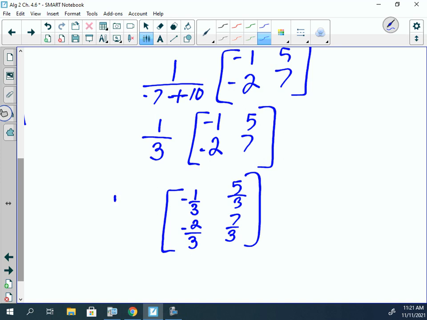Which makes this here, that's our letter P. This will be P inverse. And we put it to the negative 1 to denote that it is the inverse of matrix P. And this also means that if we multiply this here by the original matrix C, it'll give us the identity matrix.